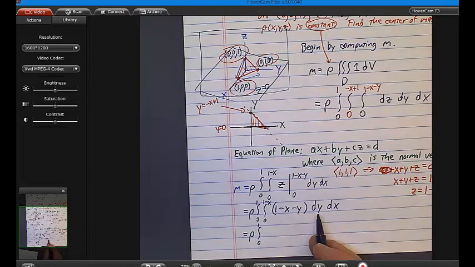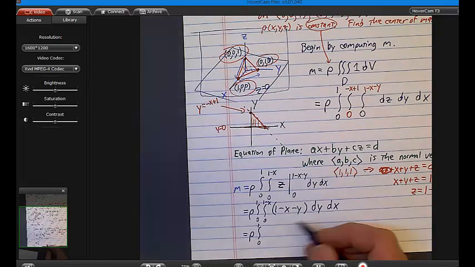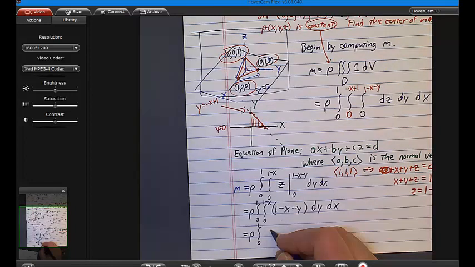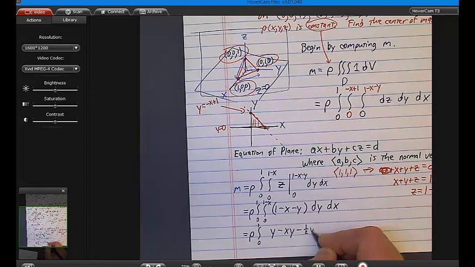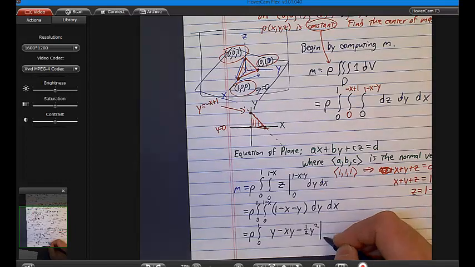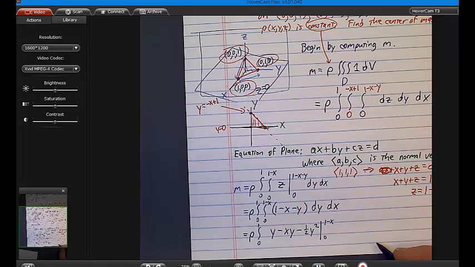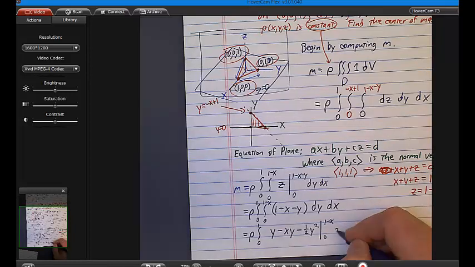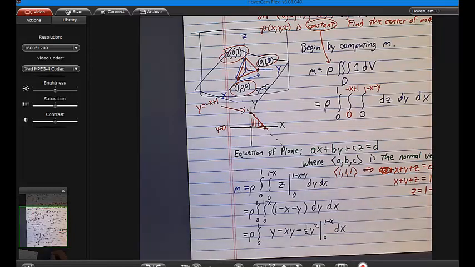I'm integrating dy, right? These are treated as constants. So what do you get as the new integrand? You get y minus xy minus 1/2 y squared as y varies from 0 to 1 minus x. And then we still have to integrate dx when we're all done. That's okay so far?